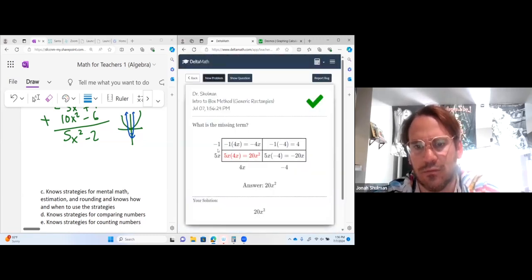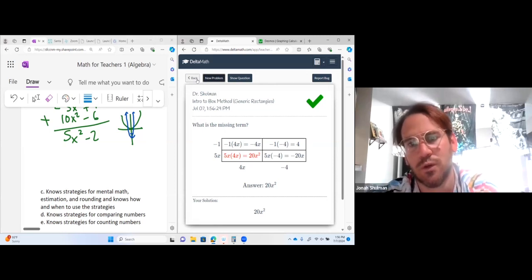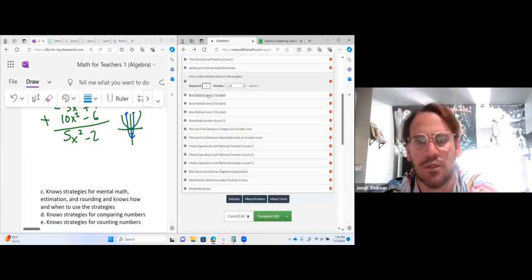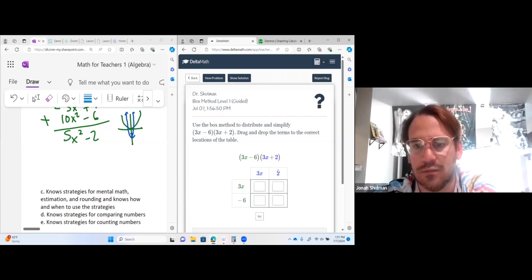Ta-da! So it just is a different way to show multiplication. They always show it this way with the properties. All right, so here we go. We get a full one. Oh, we get to drag it. All right, so let's move the 3x here, the minus 6 here, the 3x here, the positive 2 here.